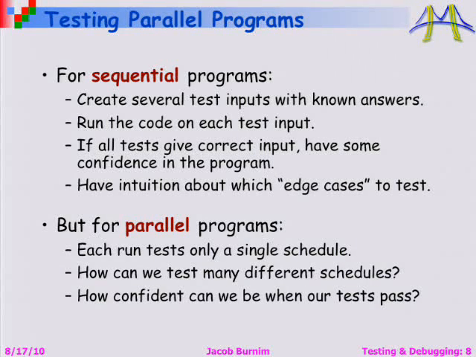But for parallel programs, we lose a lot of these properties. Now when you run a test, you only get a single possible schedule of the parallel threads. And it's not clear how you test many different schedules to see if maybe there's a bug under some of those but not under others. And even if you run your test thousands of times, how confident can you be that your code's really correct and that there's not some concurrency bug hiding there that you'll find the next time you run the program?